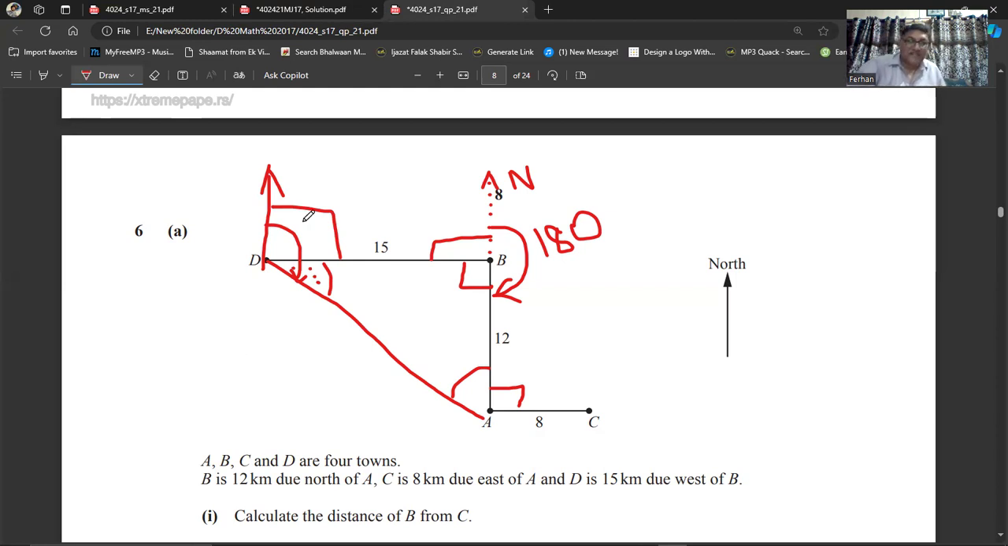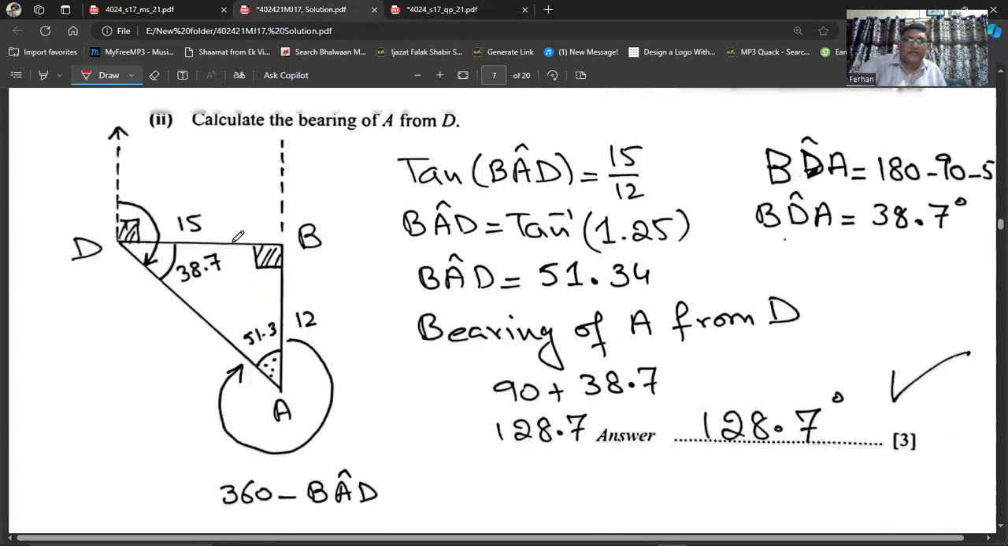Very simple. This angle is 90, 100% 90. I just need to know this. I know if I want to know this angle, you can find this and then from 180 subtract this and this. Or you can directly calculate this angle. It's a right angle triangle. It's very simple. Okay.